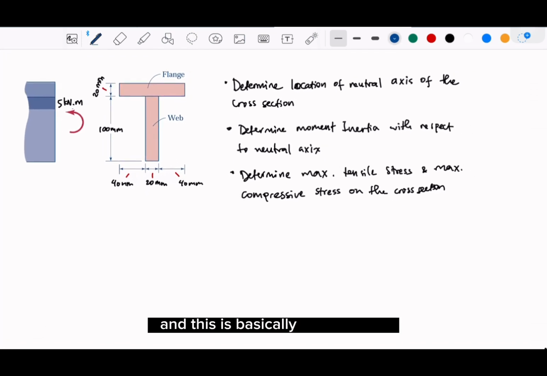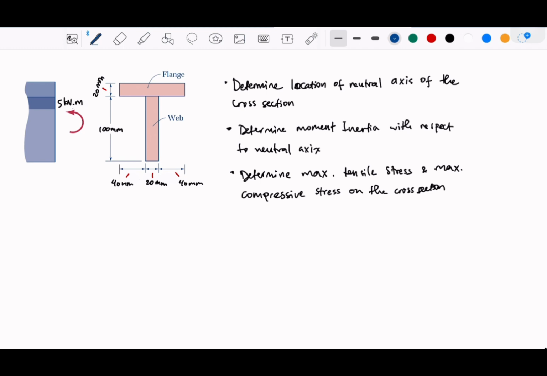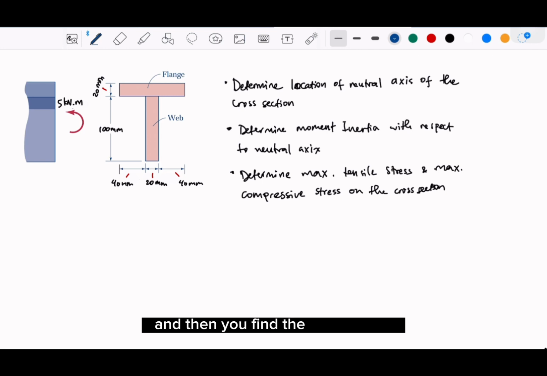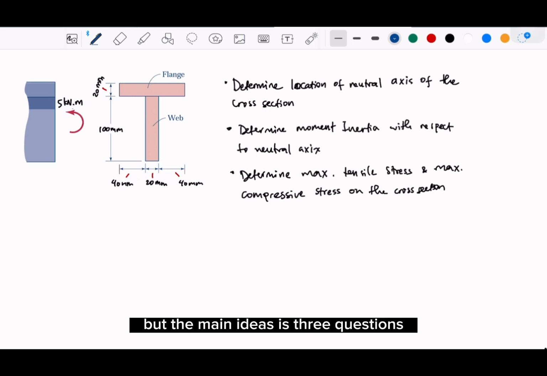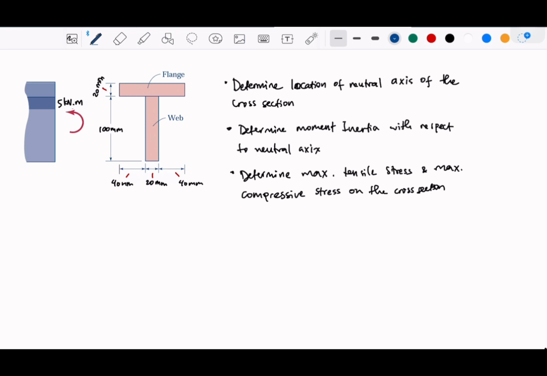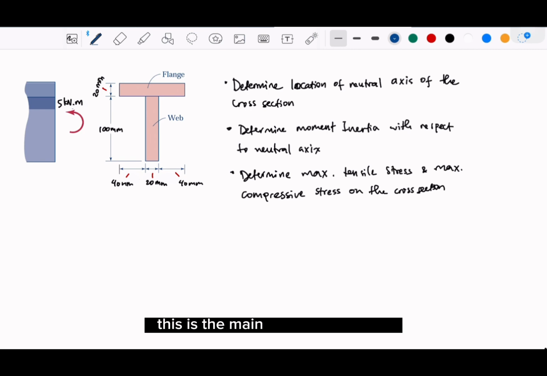We have 3, and this is basically step by step for most of the cases in beams. So you have a cross section, you have the dimensions. First you find the neutral axis, and then you find the inertia, and then after that you find the tensile and compressive stress. Okay. So basically, this is a typical question. And the next problems will have some additional notes, additional contents, and accessories. But the main idea is these three questions. These three questions are all over the place. For this whole chapter, these are usually the main questions.